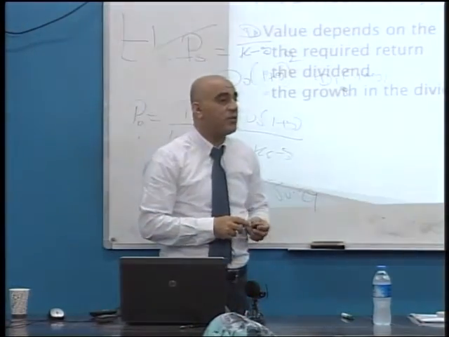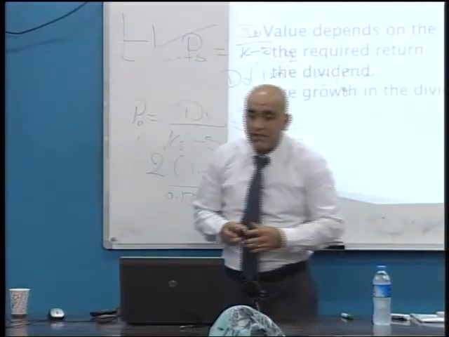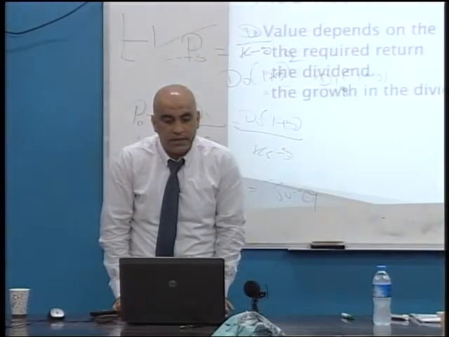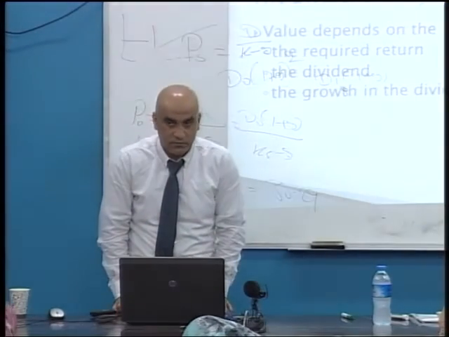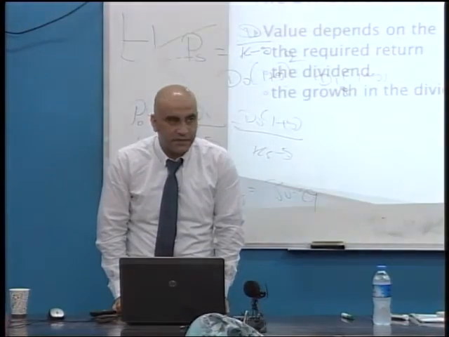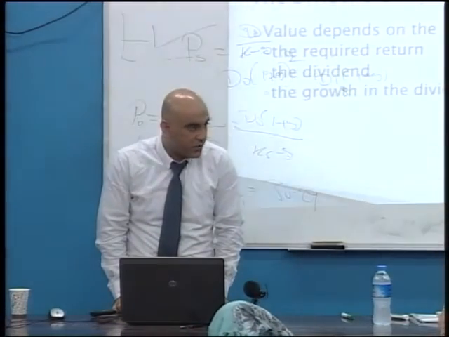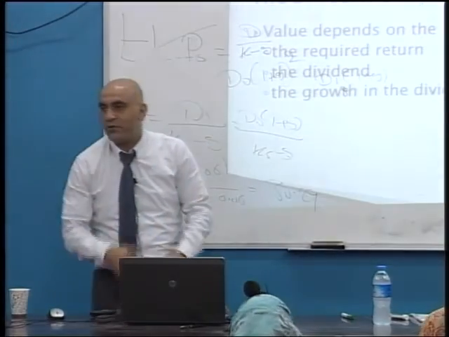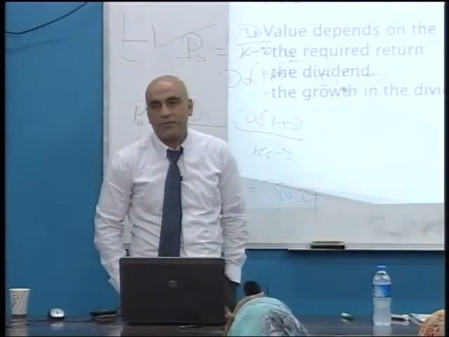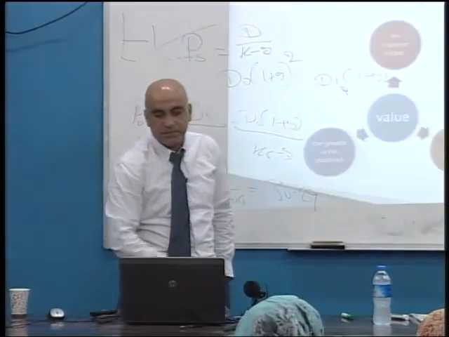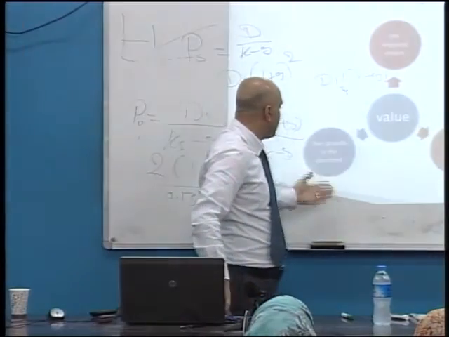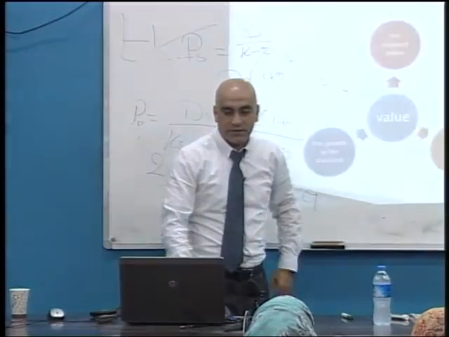So the dividend growth model depends on the following parameters. The required rate of return is a negative function of the price. The dividends are positive, and the growth is positive, because the more you grow, the more the capital gains, and the more the price moves up. So value depends on three things: the required rate of return, the growth, and the dividends.